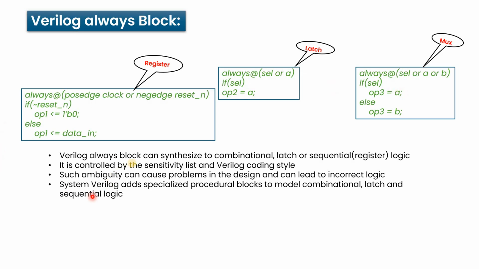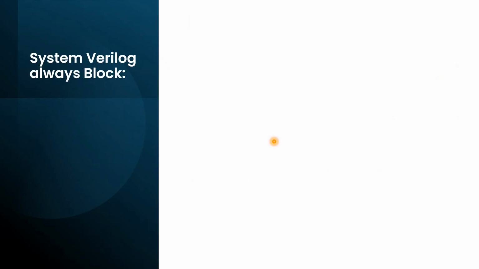So a Verilog always block can synthesize to combinational, latch or sequential register logic. It is controlled by the sensitivity list and Verilog coding style. Such ambiguity can cause problems in the design and can lead to incorrect logic implementation. SystemVerilog adds specialized procedural blocks to model combinational, latch and sequential logic. So now let's see how SystemVerilog improves this ambiguity.